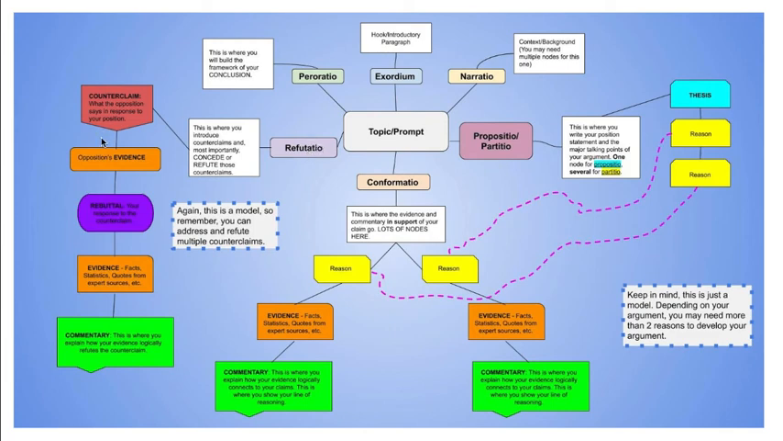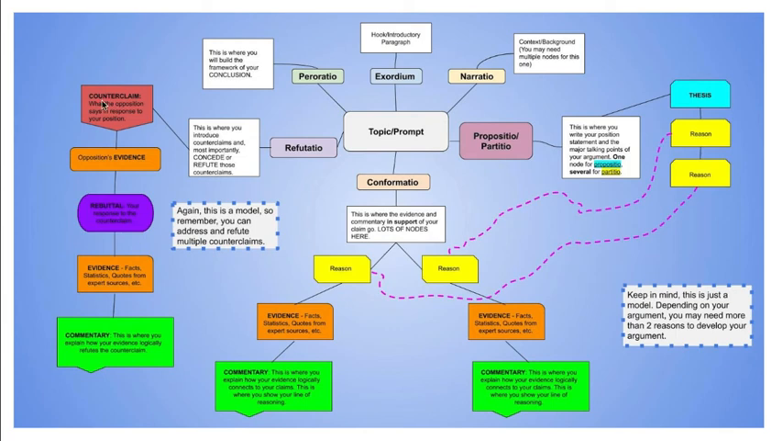So your refutatio, again, is where you're going to introduce your counterclaims, and most importantly, you're either going to concede or refute those counterclaims. Now, if you don't remember what conceding or refuting mean, you need to go back and look at the previous lesson, because I very, very clearly explained what those things were. So what does this look like?